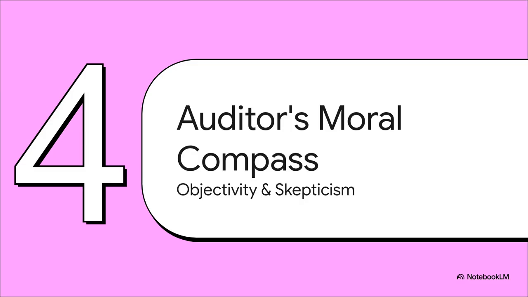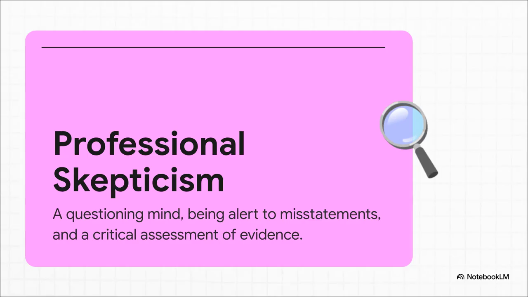Building partnerships requires trust, and trust is built on integrity. And that brings us to part 4, the auditor's moral compass. To navigate this journey, especially all the tricky human parts, we absolutely must be guided by two core principles: objectivity and professional skepticism. Now, I know the word skepticism can sound a little negative, but in auditing, it has nothing to do with being cynical. It's all about keeping a questioning mind. It just means you're always alert for things that don't quite add up, and you critically look at all the evidence you find. Basically, it's the old saying, trust but verify.